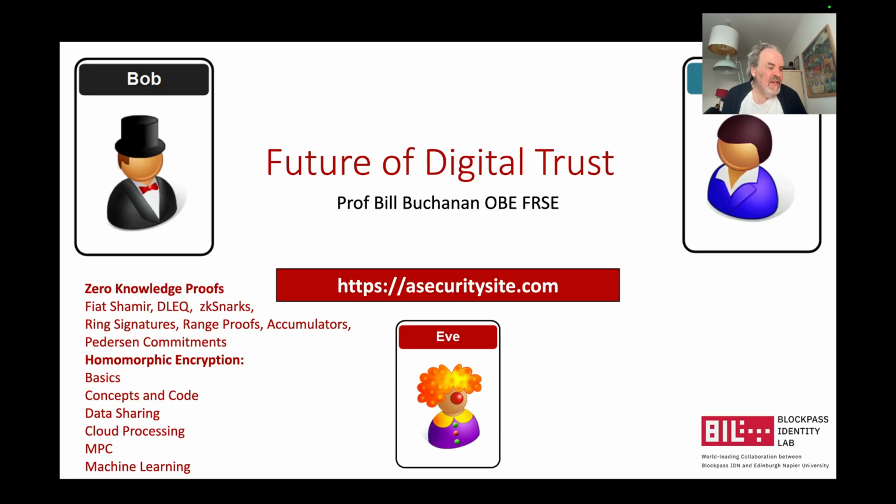I appreciate that's been a rather long introduction. There are lots of different examples on the related websites, but hopefully that's given you an overview of zero-knowledge proofs and fully homomorphic encryption. Thanks.